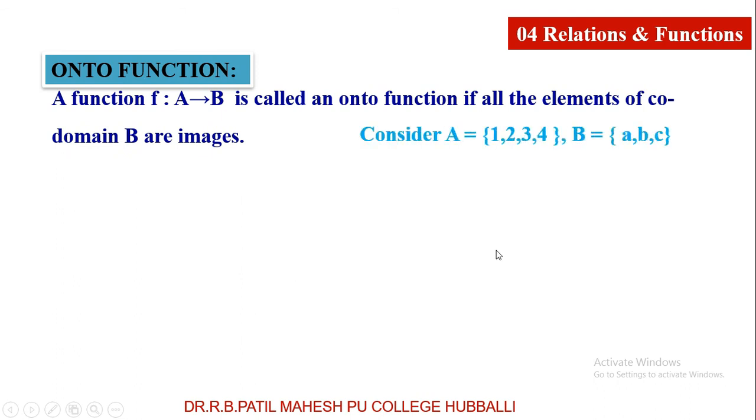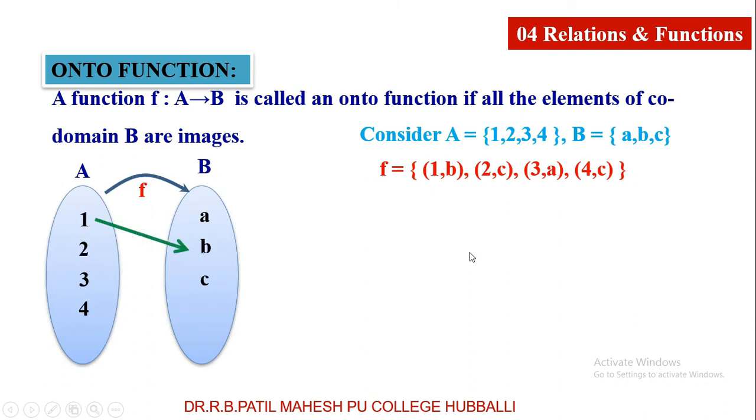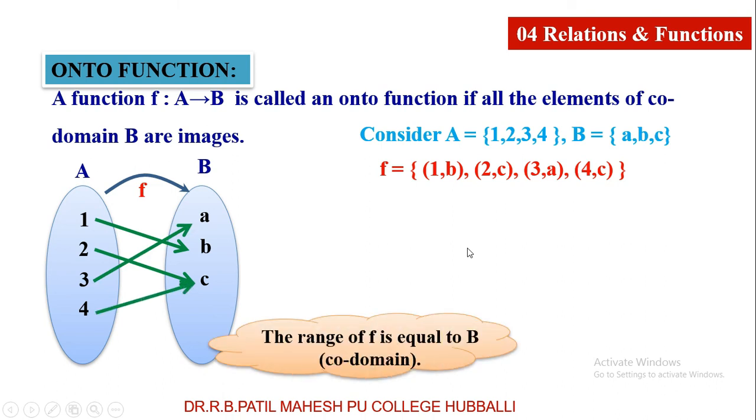Consider one more function: 1, 2, 3, 4 and A, B, C, 1B, 2C, 3A, 4C is a function. Its arrow diagram: 1 is related to B, 2 is related to C, 3 is related to A, 4 is related to C. Dear students, is this an onto function? I will give you 2 seconds. Yes, this function is an onto function. Why? Because every element of B is an image. Therefore, this is an onto function.